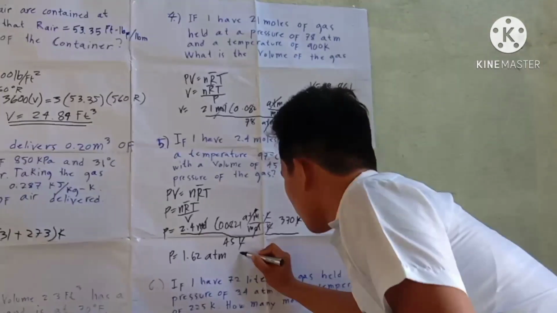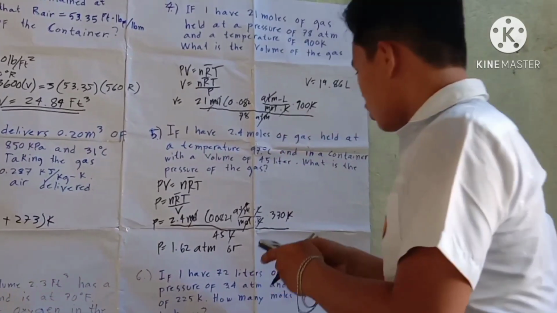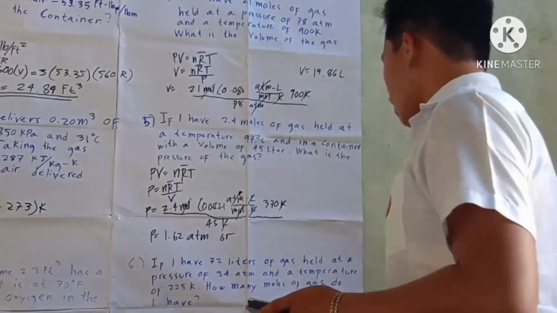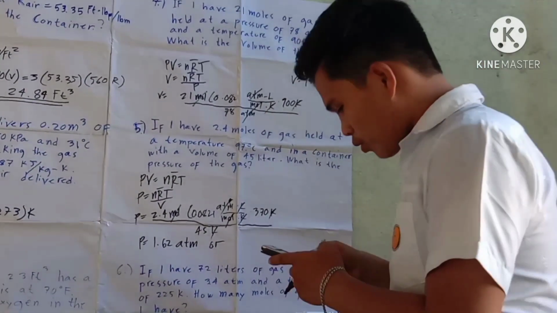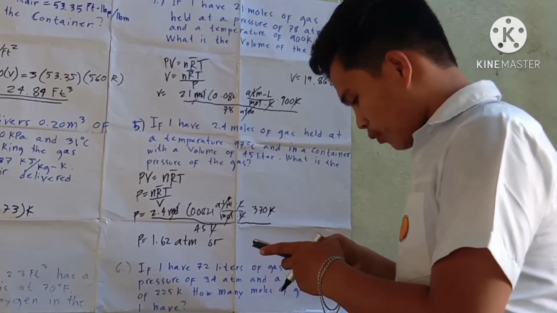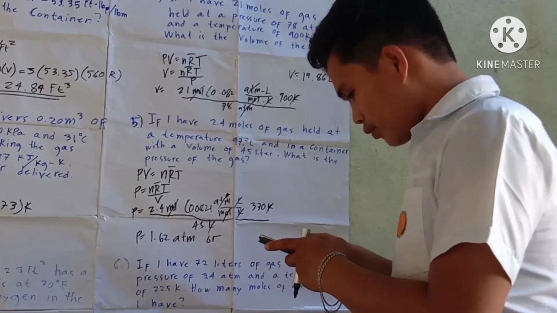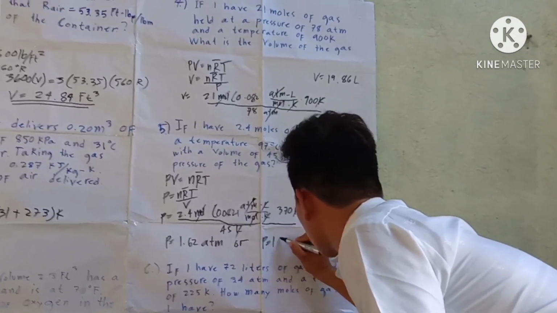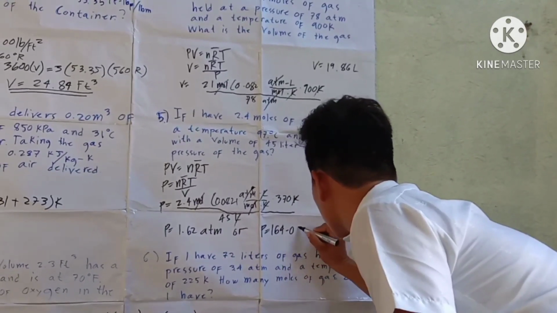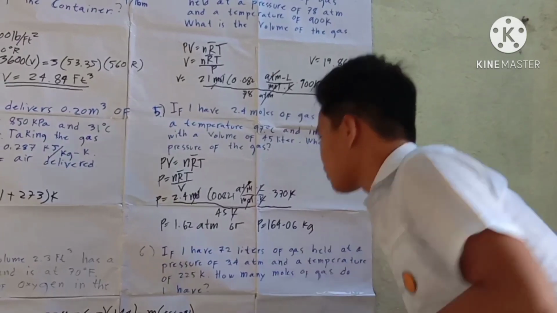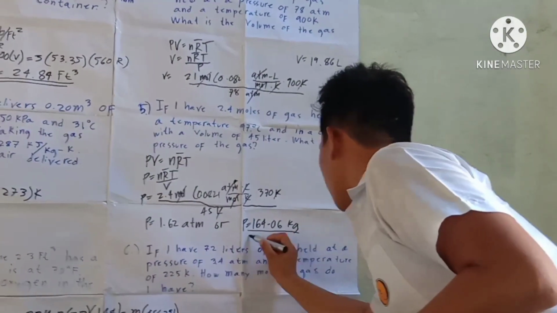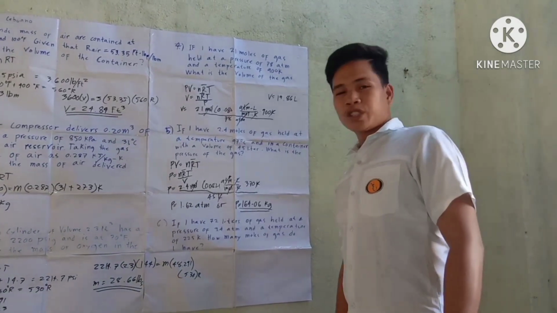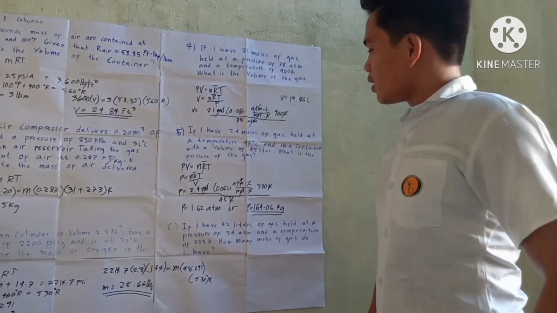Or we can convert it into kilograms. So we get pressure equals 164.06 kilograms. That's the final answer. So we need to proceed to problem number 6.